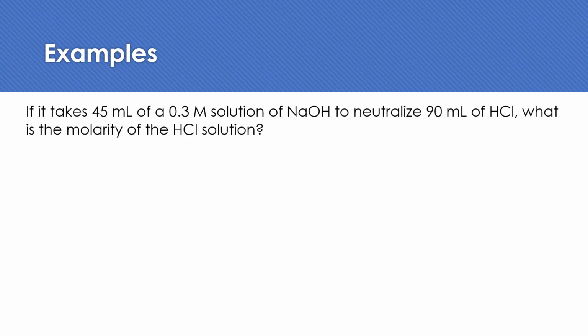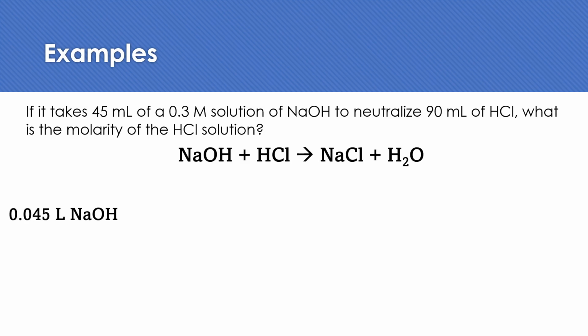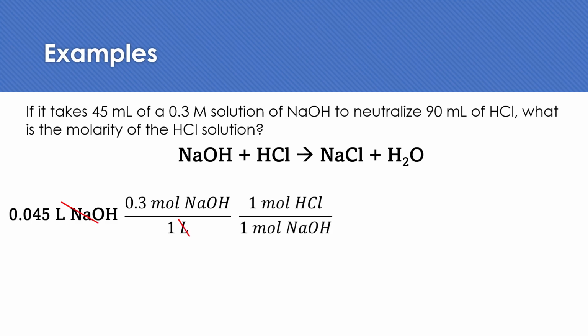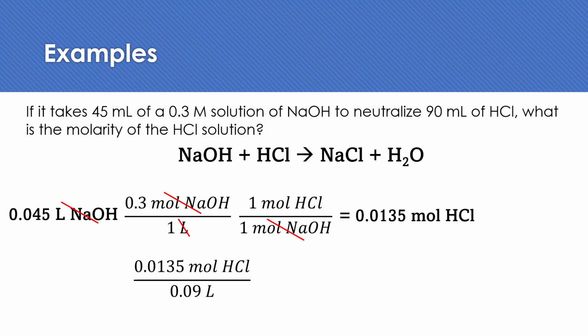If it takes 45 milliliters of a 0.3 molar solution of sodium hydroxide to neutralize 90 milliliters of hydrochloric acid, what is the molarity of the hydrochloric acid solution? So now we're looking for molarity. So we've looked for volume, we've looked for grams, now we're looking for molarity. So back to this equation, we're starting with 0.045 liters of sodium hydroxide. Again, multiplying it by the molarity to get moles. Then multiplying that by the stoichiometric ratio to get the moles of acid. So we got 0.0135 moles of acid. We're going to divide that by the volume of acid in liters, and that'll give us the molarity.